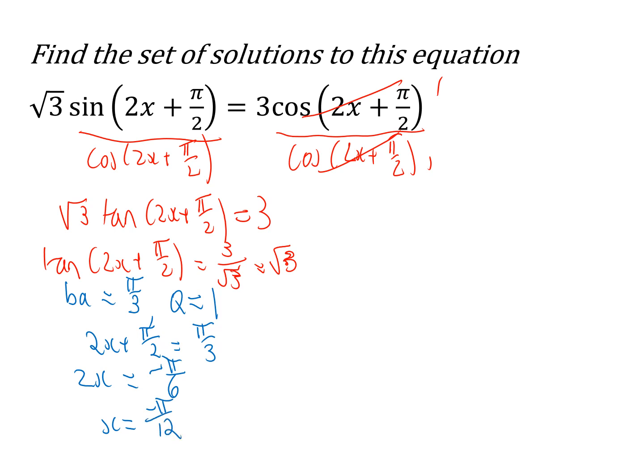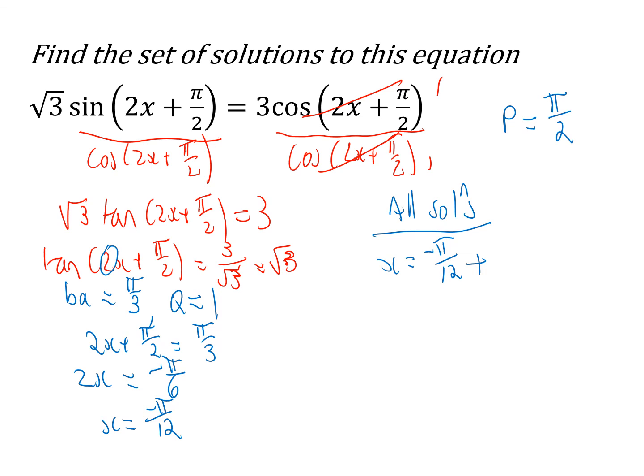Okay, of course there isn't a domain specified, so it's the implied domain. So all solutions can be expressed as follows, as x is equal to minus pi on 12 plus k times the period. Now the period will be equal to pi divided by the coefficient of x, which is 2, plus pi on 2 times k, where k is a member of the integers, any member of the integers.